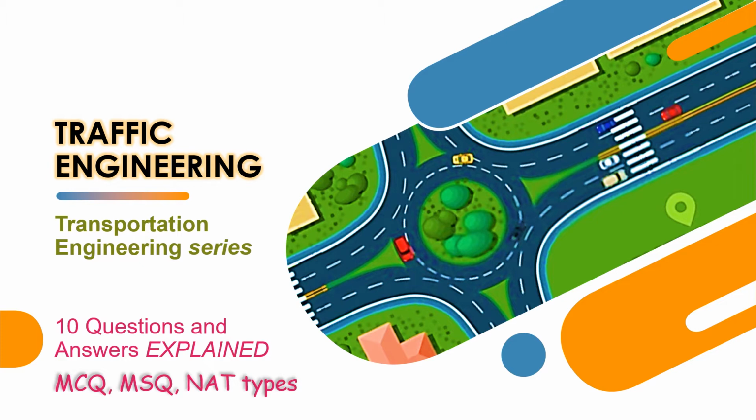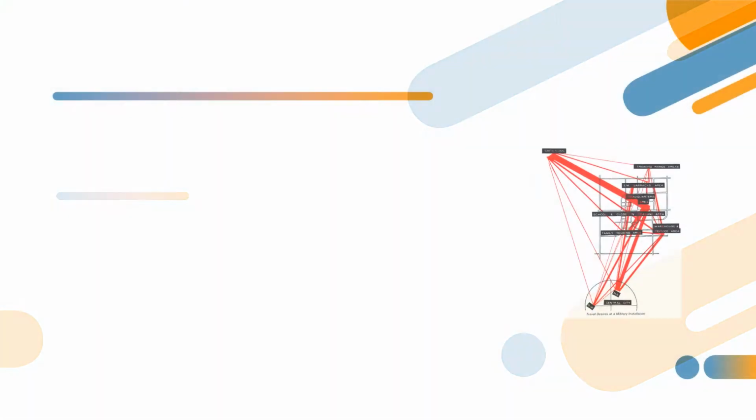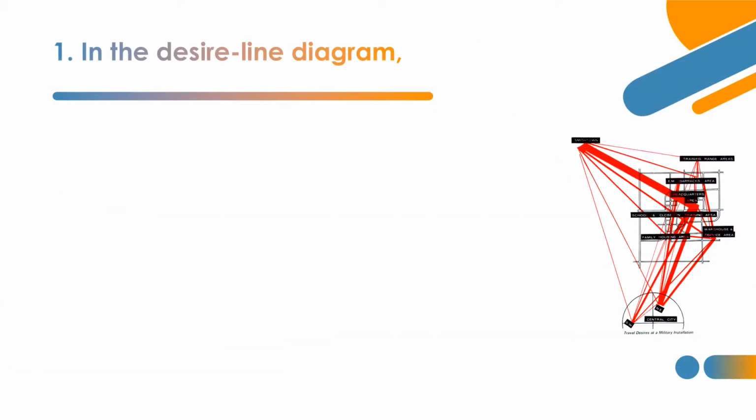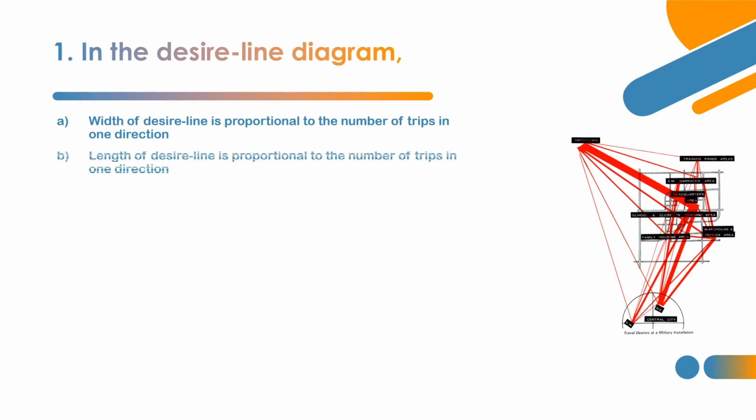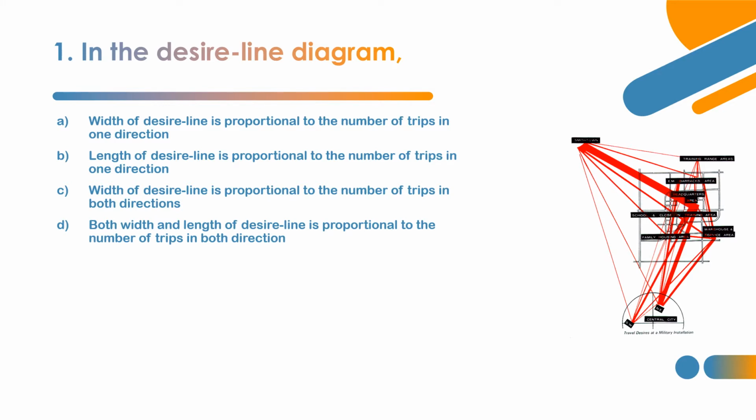Now let's get into it. First question is based on the desire line diagram. In the desire line diagram, what is the correct option? A, width of the desired line is proportional to the number of trips in one direction. B, length of desired line is proportional to number of trips in one direction. And C, both width and length of desired line are proportional to number of trips in both directions. So what is the correct answer with respect to the desired line in the desired line diagram?